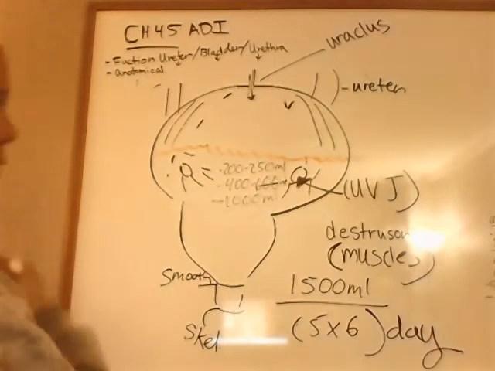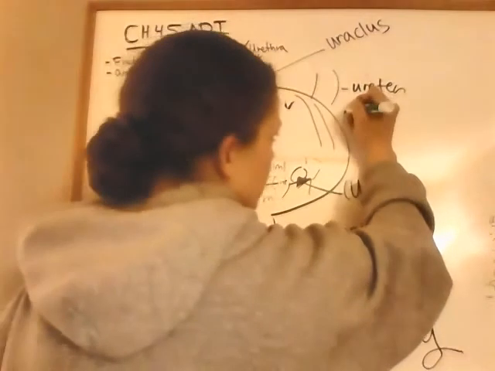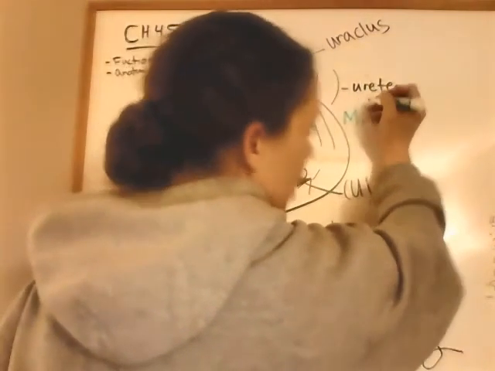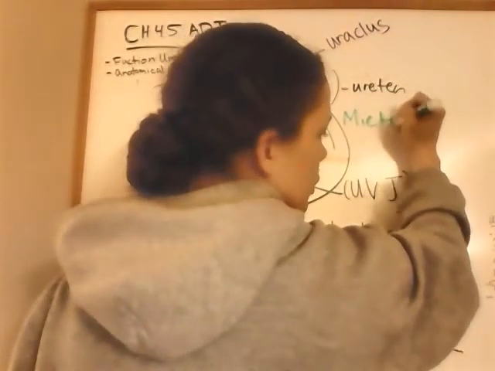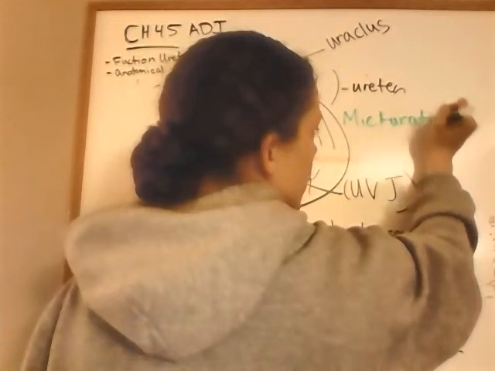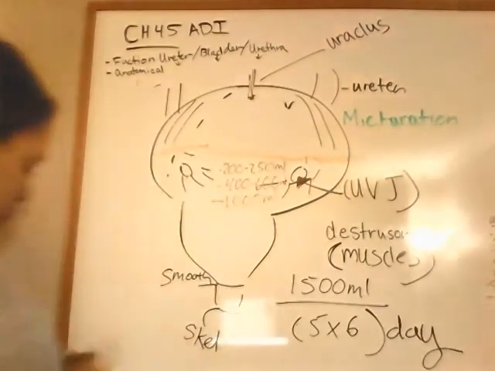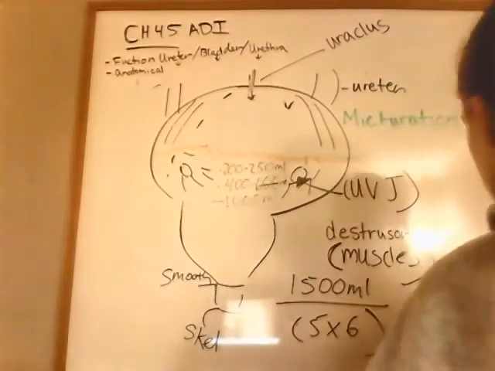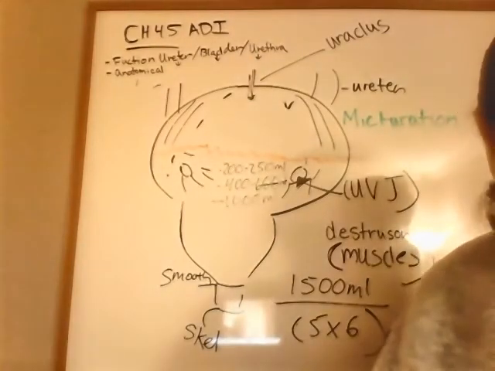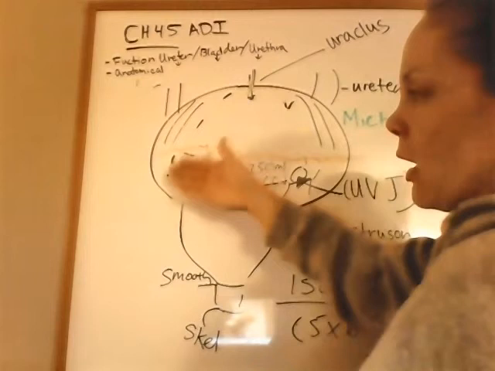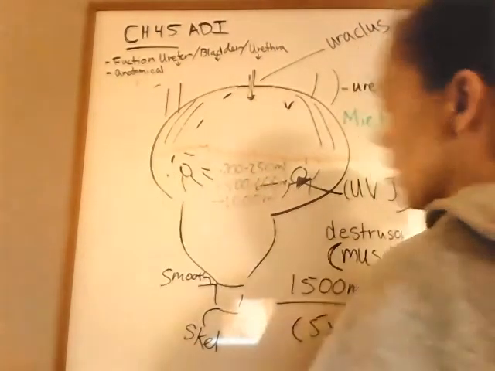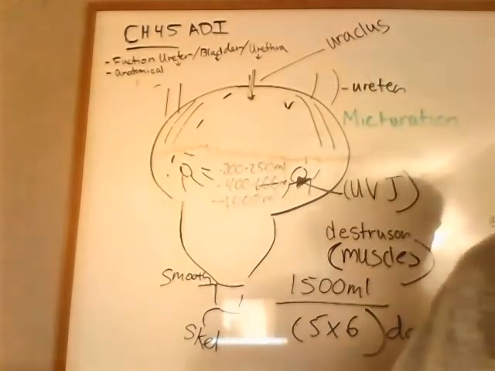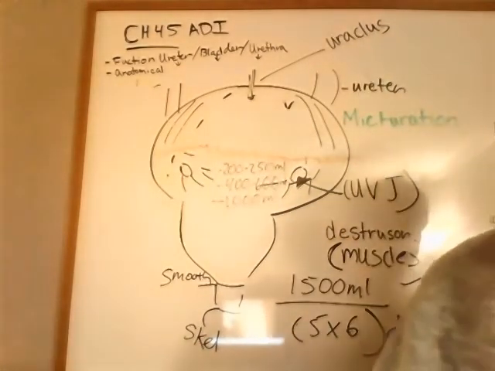Micturition is another word for the excretion of urine. The transitional epithelium does not absorb urine. Of course, none of it can, because if it did, then urine would just start leaking into the other structures in your body, and that would not be great.